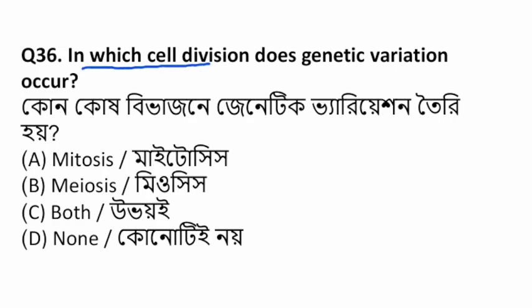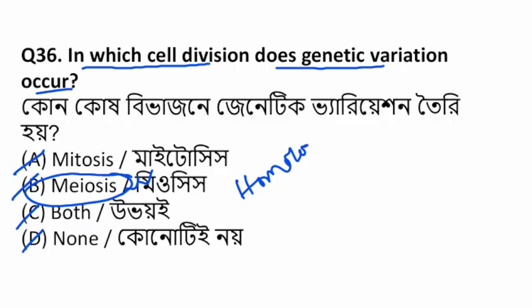In which cell division does genetic variation occur? Mitosis, meiosis, both or none of the above. So in case of meiosis, genetic variation occurs due to homologous recombination between chromosomes.